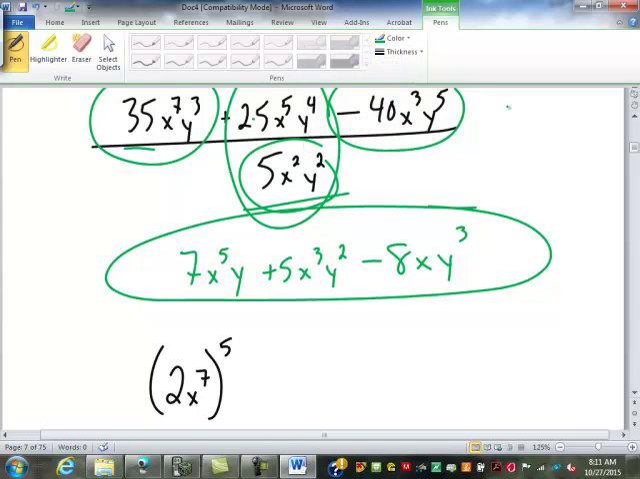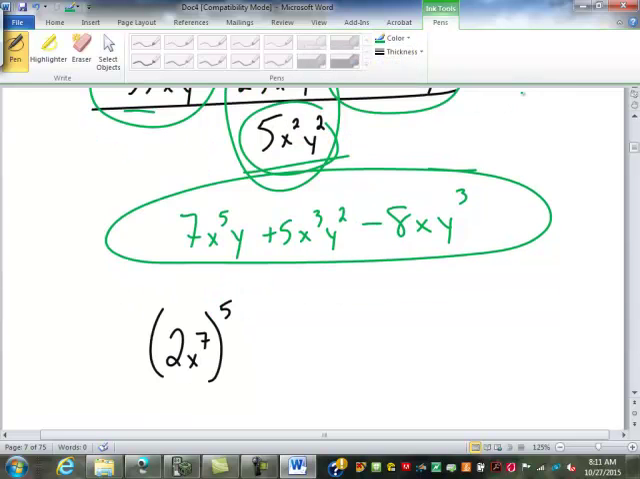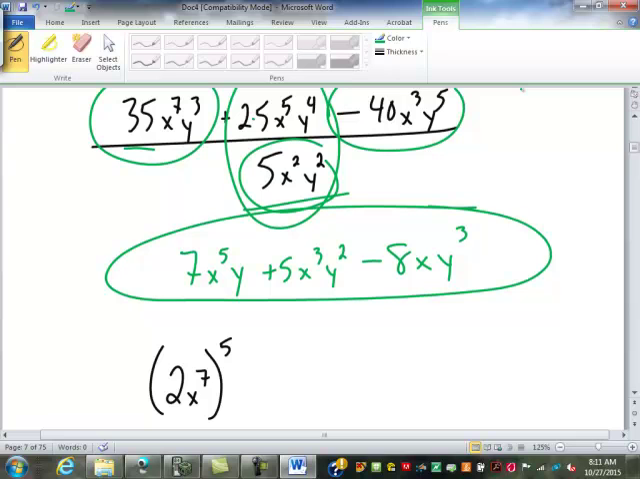How's about this one? We're taking this to a power, so we're going to do the number first. What is 2 to the power of 5? 2 to the power of 5 is 32, right? 2 times 2 times 2 times 2 times 2 is 32. Now, x to the 7th to the 5th power is x to the 35th. We are multiplying those powers.